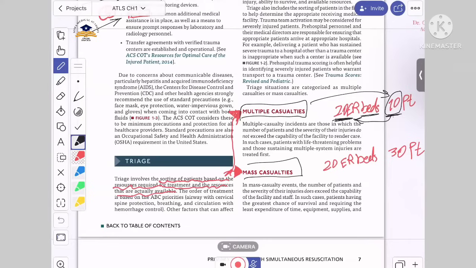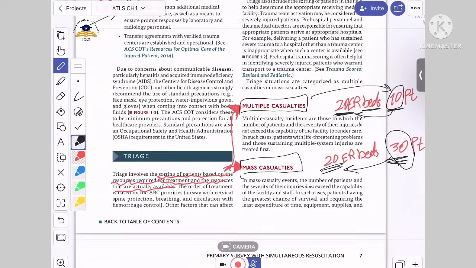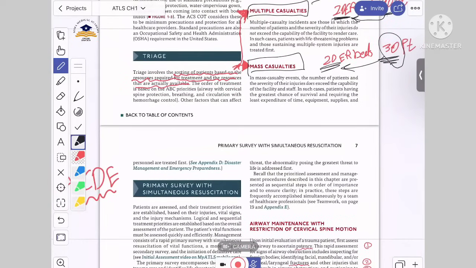While in mass casualty, you have 20 beds but you have 30 patients. This is called a mass casualty: the number of patients is beyond your capability to deal with them all. If you have 20 beds, of course, you cannot deal with 30 traumatized patients in that hospital. So this is the triage according to resources.